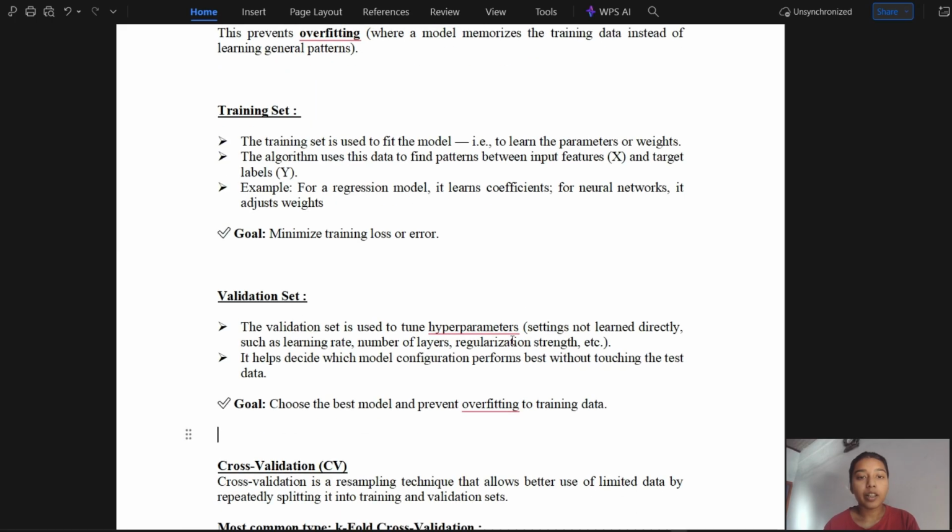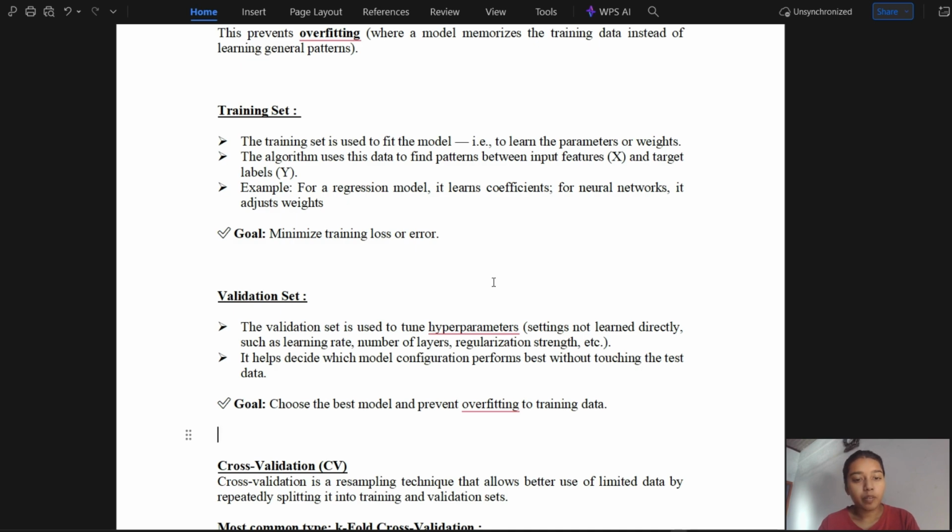Training set. The training set is used to fit the model, that is, to learn the parameters or weights. The algorithm uses this data to find patterns between input features X and target labels Y. Example, for a regression model, it learns coefficients. For neural networks, it adjusts weights. The goal is to minimize training loss or error.